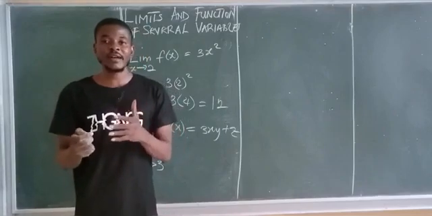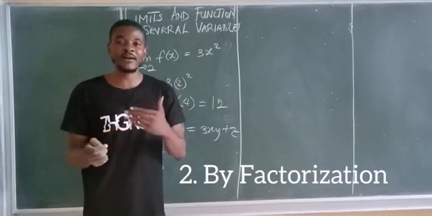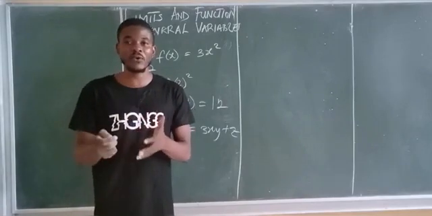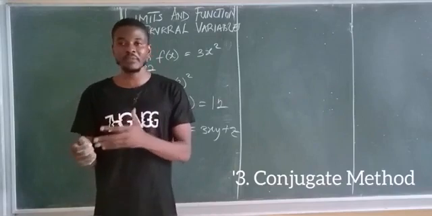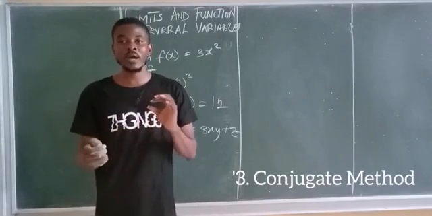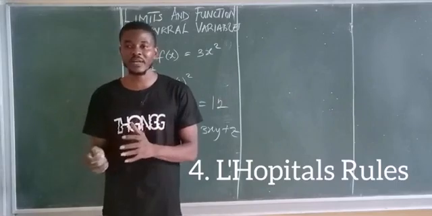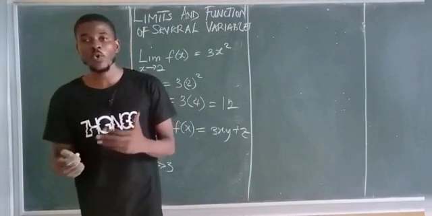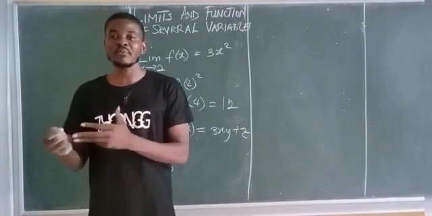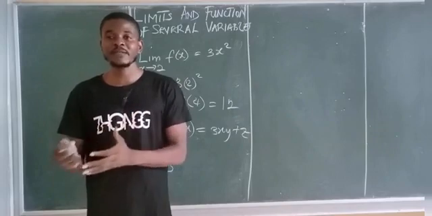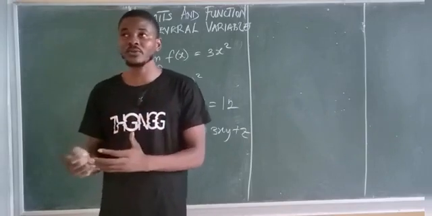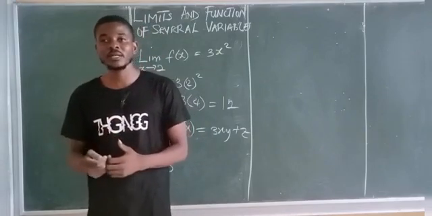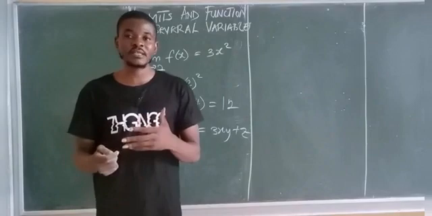After direct substitution, the next thing to try is the factorization method. And if we cannot factorize a given function, then we have to try the conjugate method. And if we cannot conjugate, then we employ the final card, which is L'Hopital's rule. But in limits and functions of several variables, we can only employ 3 of those methods of limit analysis. The very first method still remains direct substitution, the second is factorization, and the third is the conjugate method.